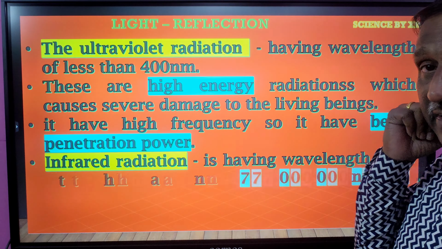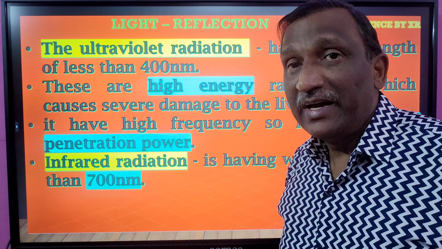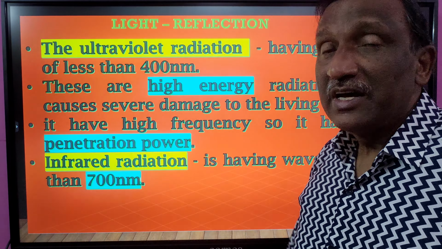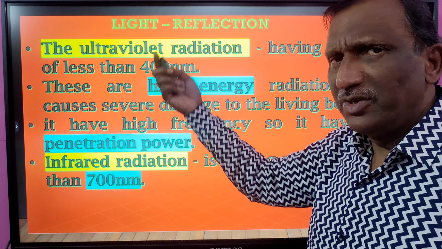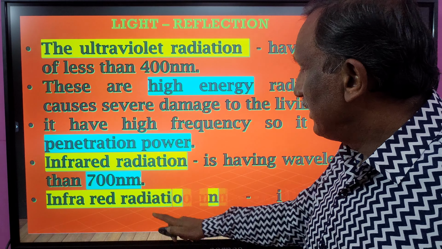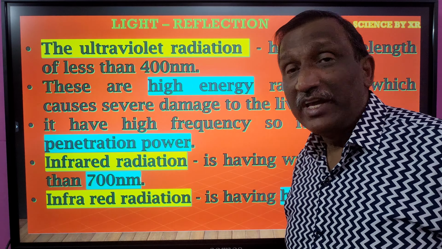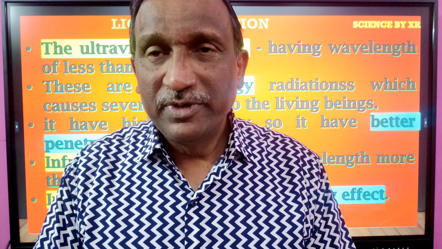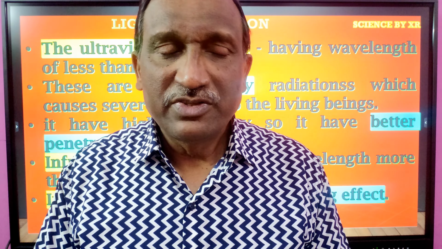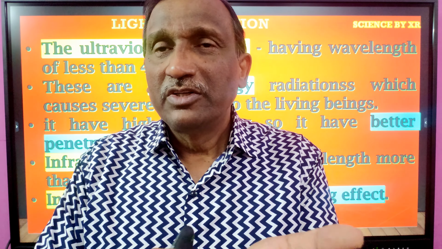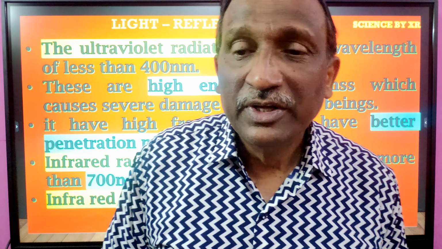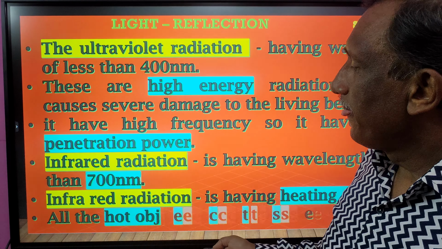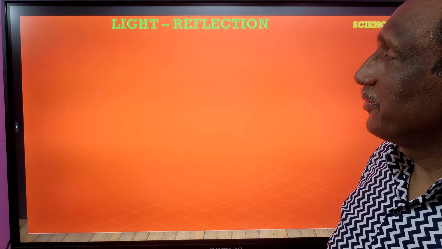The infrared radiation is the one which has a higher wavelength than visible light. Their wavelength is higher than 700 nanometer. It goes further high. Infrared radiation has a heating effect. So any hot object, it may be sunlight, it may be any hot object which you might have seen. Even when you rub your palm, it is emitting infrared. So hotness is only because of infrared radiation, and all hot objects emit this type of light.